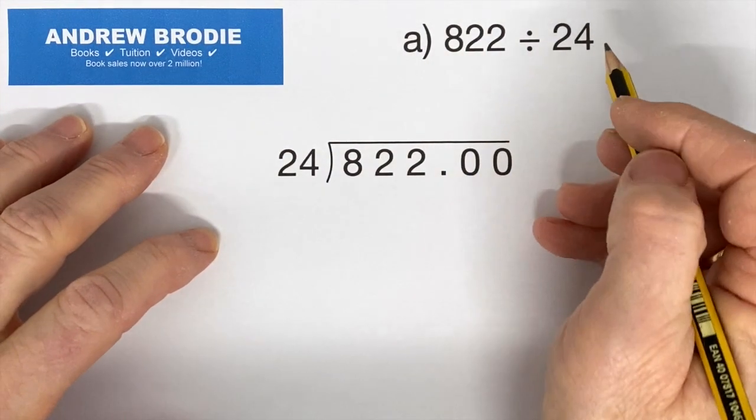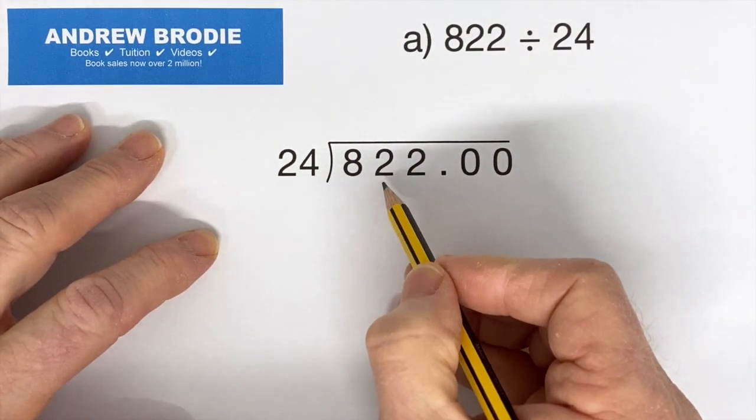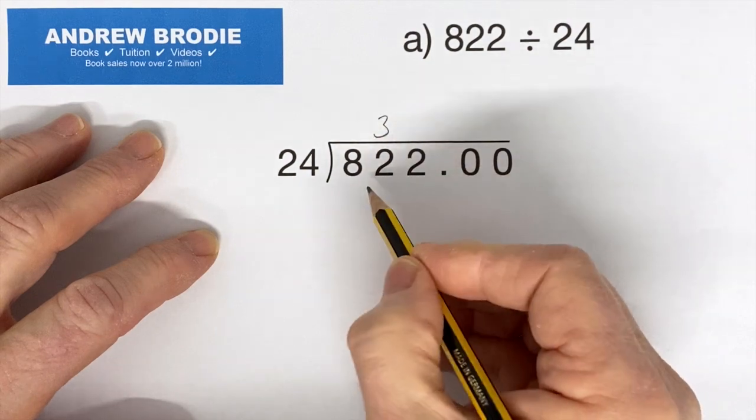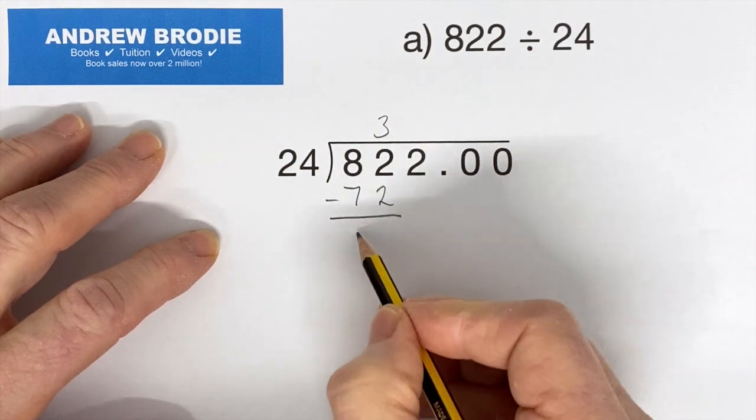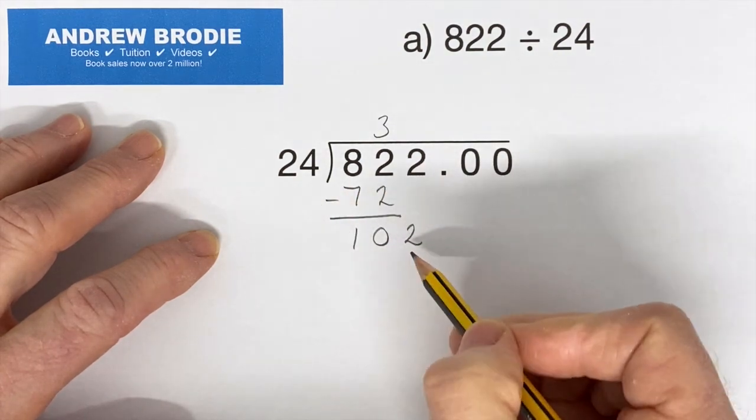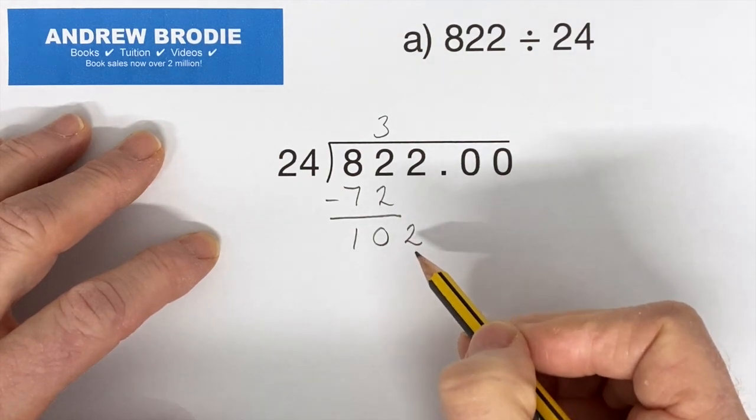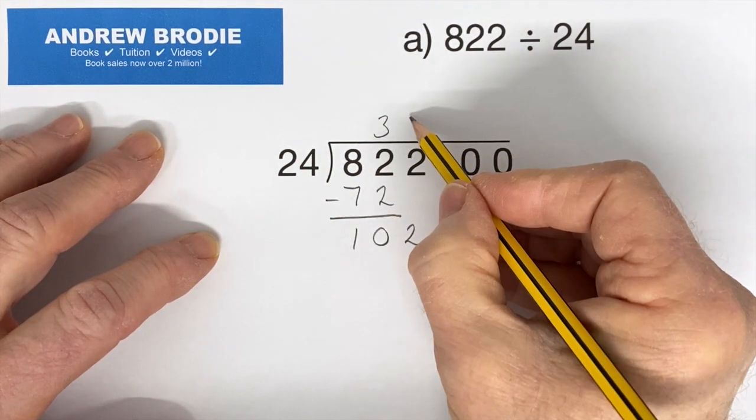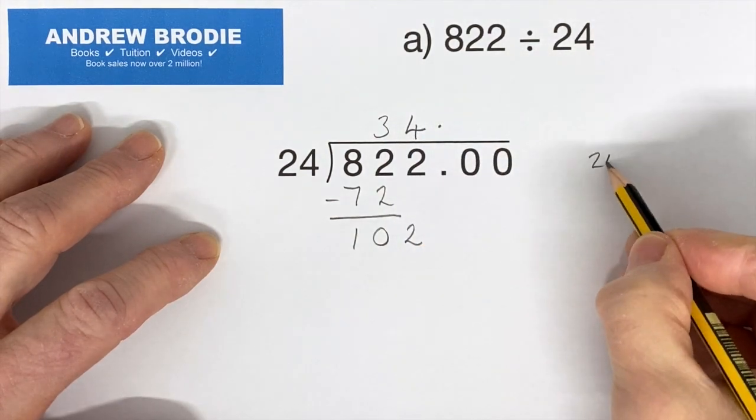So here's the first of those questions. 24 into 8 won't go. 24 into 82 will go 3 times because 3 24s are 72. Take that away. Obviously that's going to leave us with 10. Bring down that 2. How many 24s in 102? Well, I'm pretty sure it's going to be 4 because 4 25s are 100, so 4 24s are going to be somewhere close to that. What are 4 24s? Let's find out.